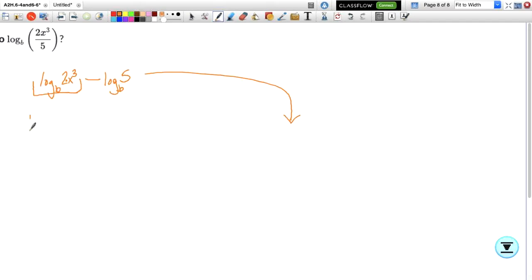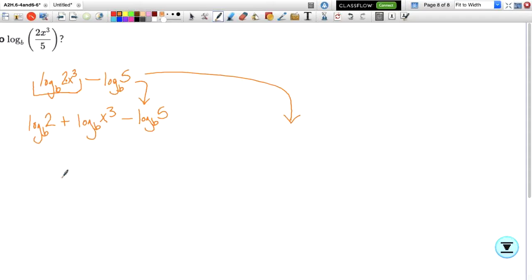So now I'm just going to look right here. And I have log base b. And then if it's being multiplied, I can actually write it as an addition problem. So log base b of 2 plus log base b of x to the 3rd. And then it's going to be right down here, minus log base b of 5. Okay. So now I see it is 3 pieces. I added these because these 2 were being multiplied. I subtracted these 2 big chunks first because that was a division.